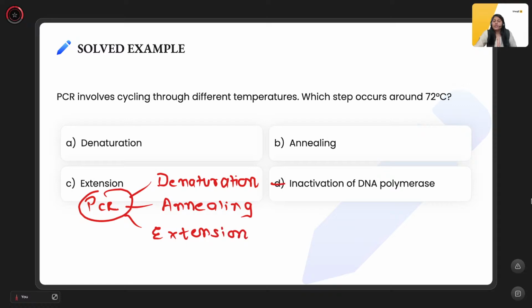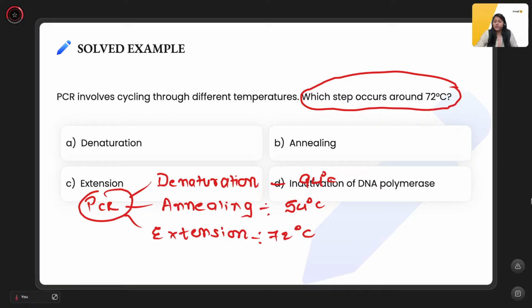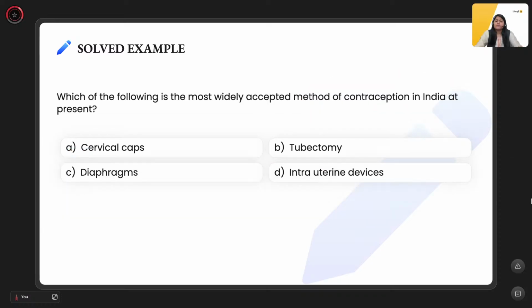Denaturation occurs at a temperature of more than 90 degrees Celsius. Annealing occurs at 54 degrees Celsius, and extension occurs at 72 degrees Celsius. Now, if we are being asked which step occurs around 72 degrees Celsius, then the answer is going to be option C, extension. Moving on.